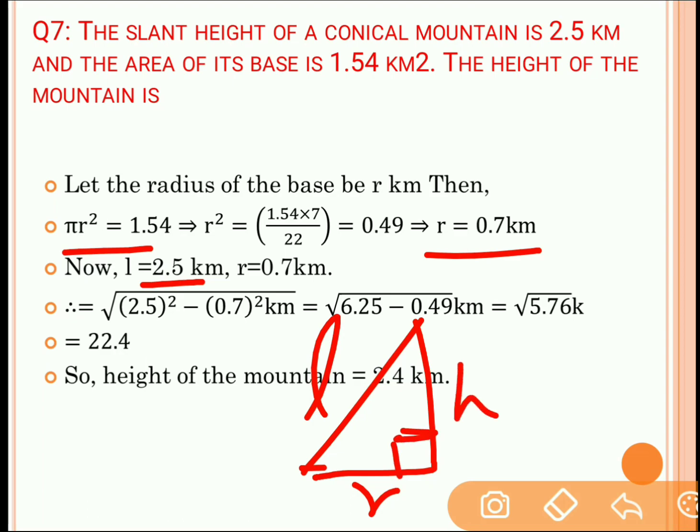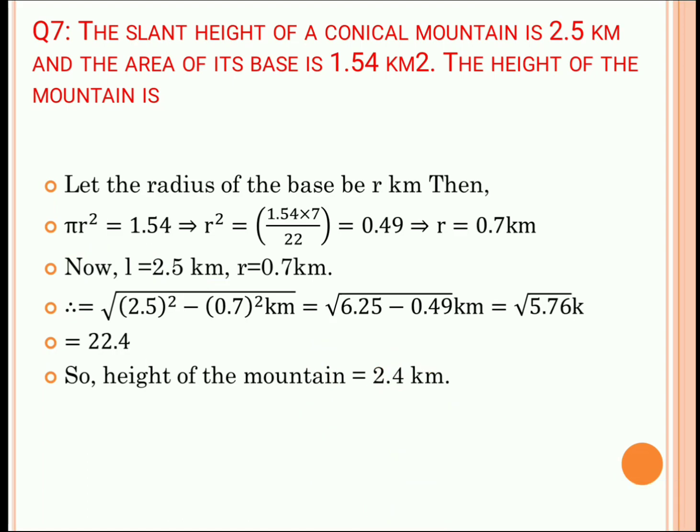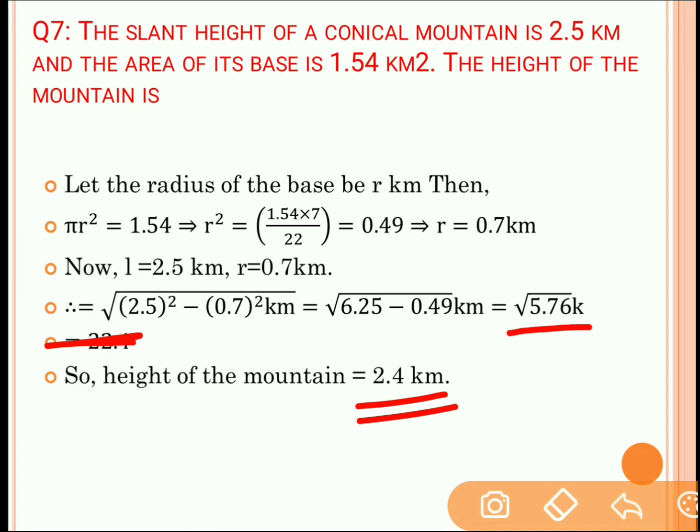So L square is equal to r square plus h square, and from this Pythagoras theorem the value of h is equal to, sorry, 2.4 km. So the height of the mountain over here turns out to be 2.4 km.